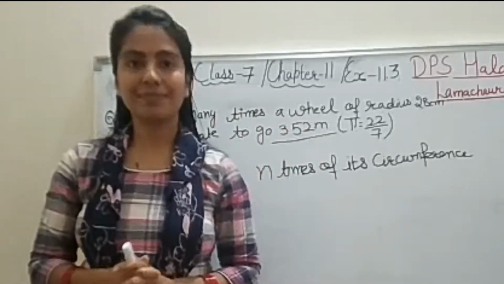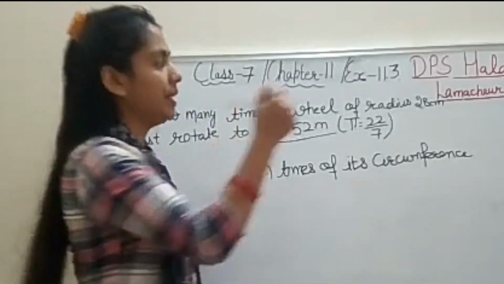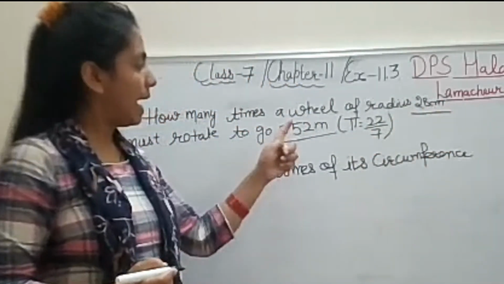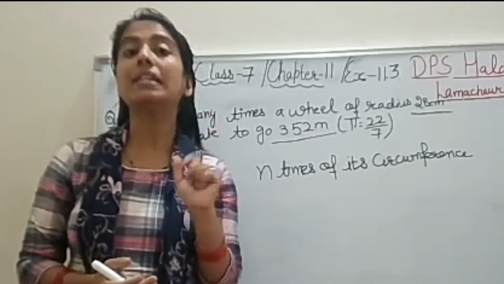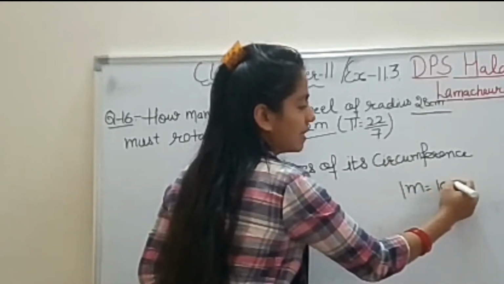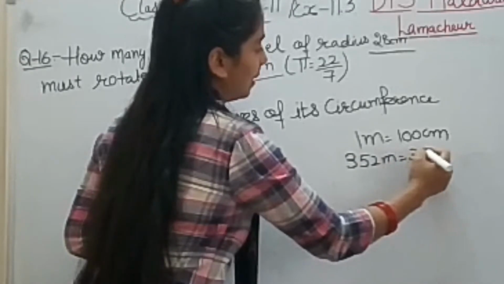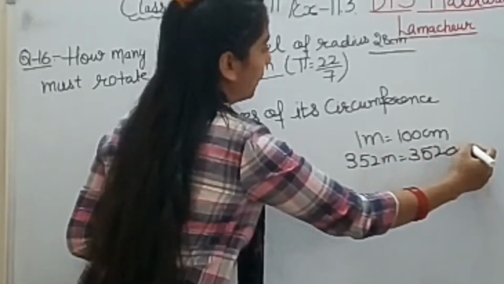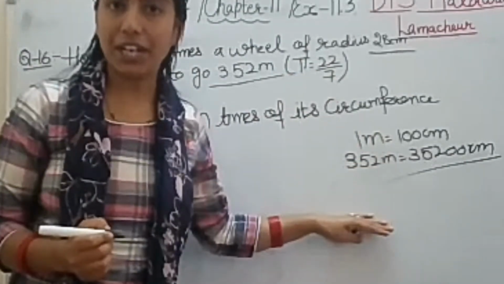352 meters. Right, student? In this question, students make one mistake: the radius is given in centimeters and the distance is in meters. So first of all, make the units the same. How? We know 1 meter is 100 centimeters. So 352 meters is equal to 35200 centimeters. Now both are in one unit.